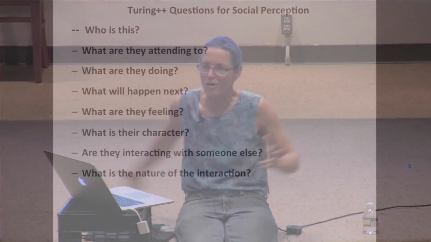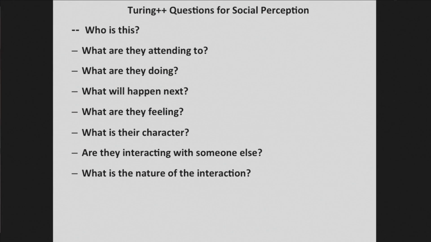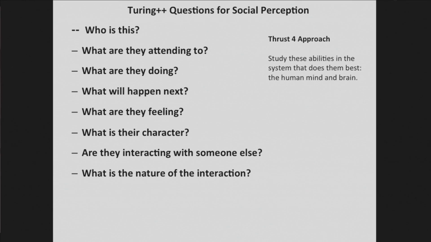So the work in our thrust tries to approach all of these different kinds of questions that we are calling, as part of our PR of this NSF grant, kind of an organizing principle, the Turing questions. These are demanding, difficult computational problems of social perception. Who is that person? What are they paying attention to? What are they feeling? What are they like? Are they interacting with somebody? What is the nature of that interaction? And so on, okay?